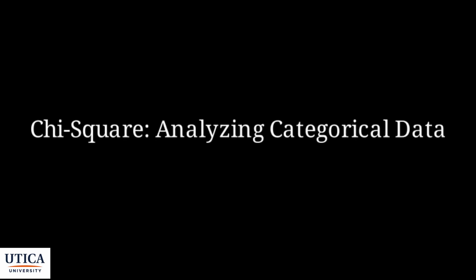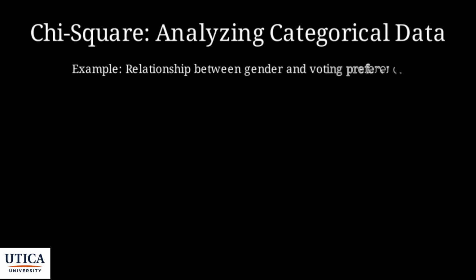The chi-square test is different from t-tests and ANOVA. It's used to analyze categorical data and determine if there's a significant association between two categorical variables. For example, you might use a chi-square test to analyze the relationship between gender and voting preference, or to analyze the relationship between education level and whether someone purchases a particular product.